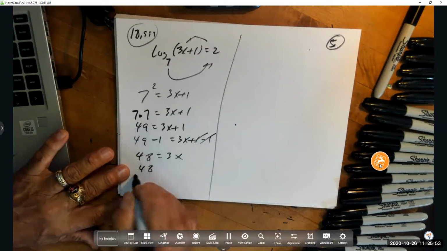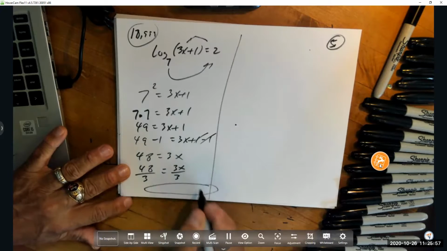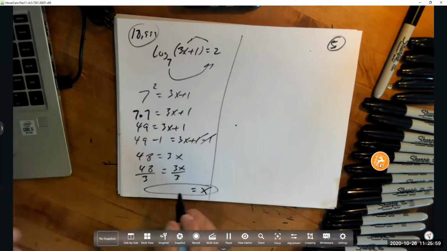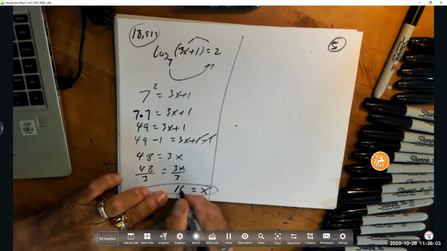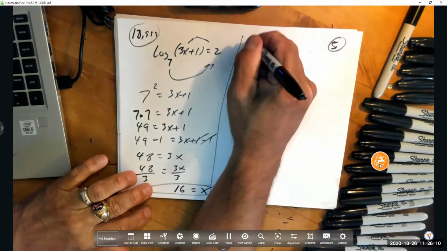So now divide by 3. Divide by 3. So x is, I don't know, 16. 16 exactly. Is that okay? Yes or no? All right. Do one more like this one, then before I go to the next one.